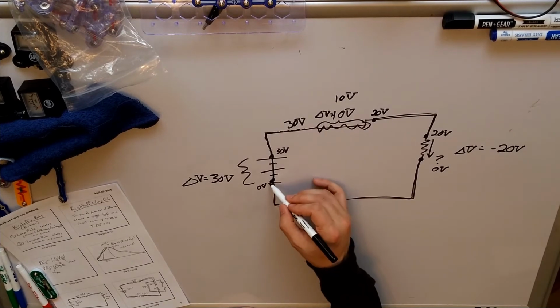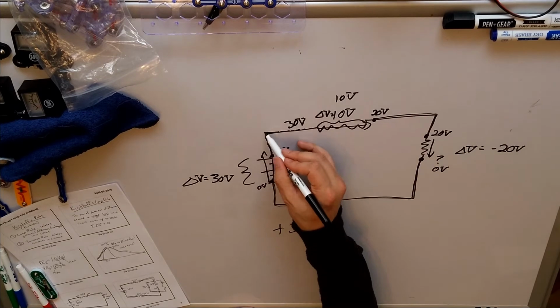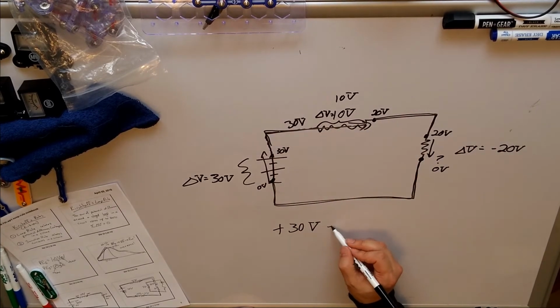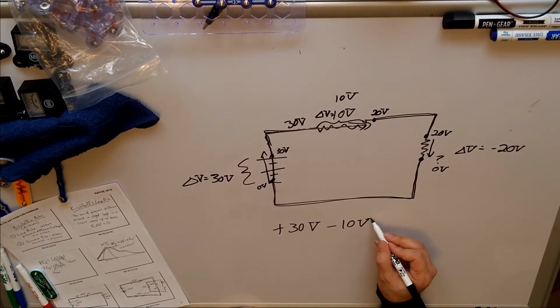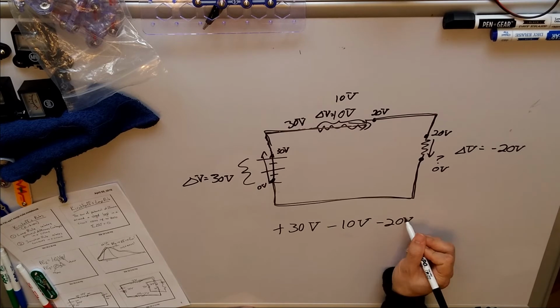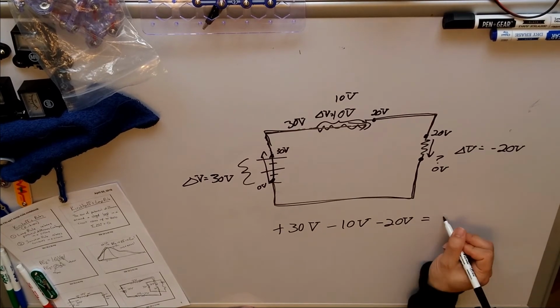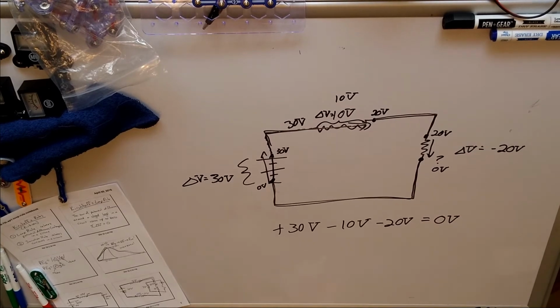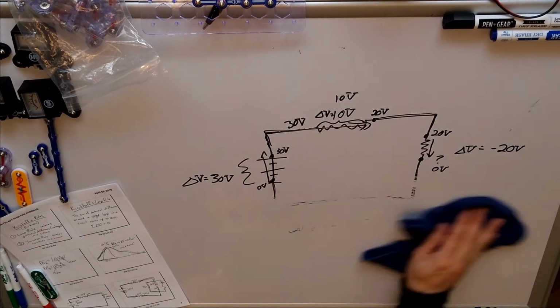So when I add these up, I go across the battery, it gives me plus 30 volts. I keep going, go across the first resistor, it is going to take away 10 volts. It has a 10 volt potential difference. And then I go across the other one, it has negative 20 volts. When I add all of these up, 30 minus 10 minus 20 equals 0 volts. Here is Kirchhoff's loop rule. And it's the same thing as going down different paths on a hill while skiing.